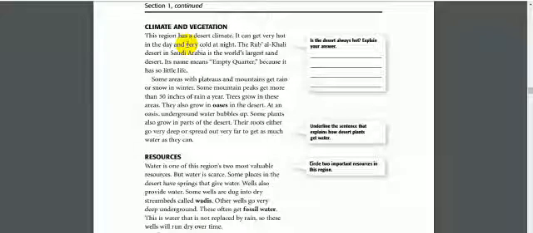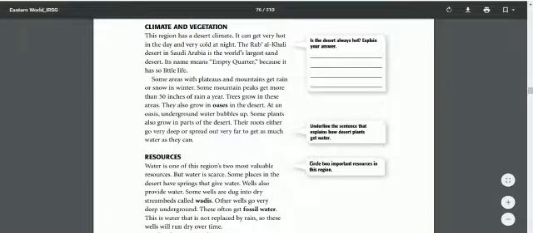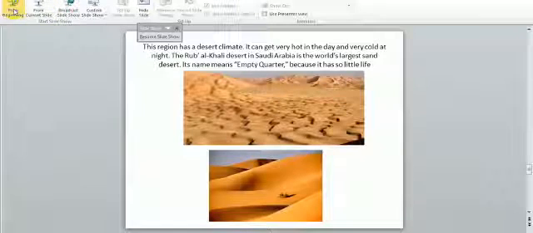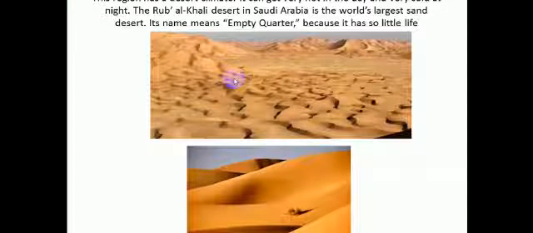Then the Rub Khali Desert in Saudi Arabia is world's largest sand desert, as we're gonna see now. Here, as we see, very enormous, vast sand in Rub Khali, and in English it's empty quarter. Why did it take this name? Because it has so little life.